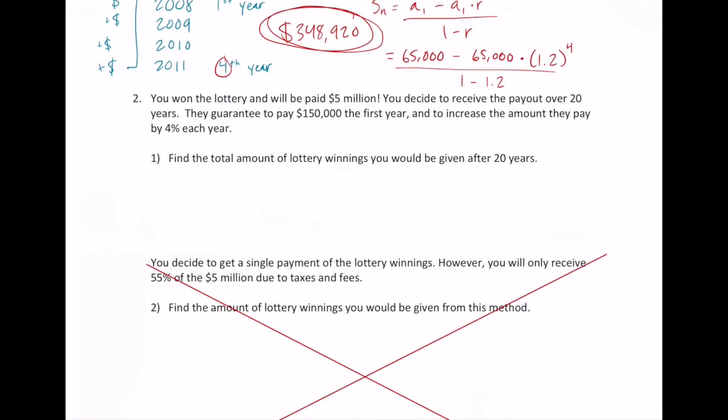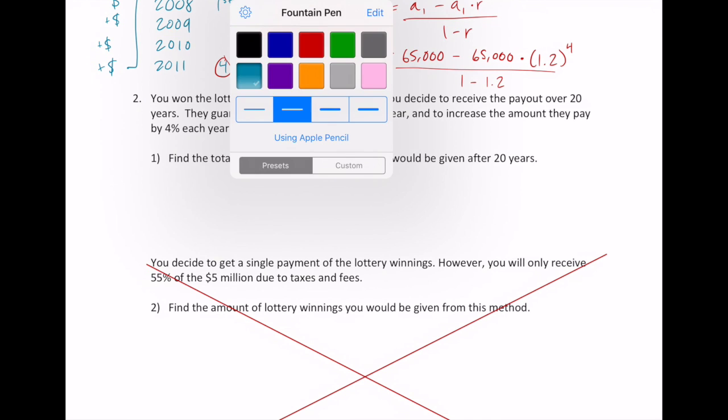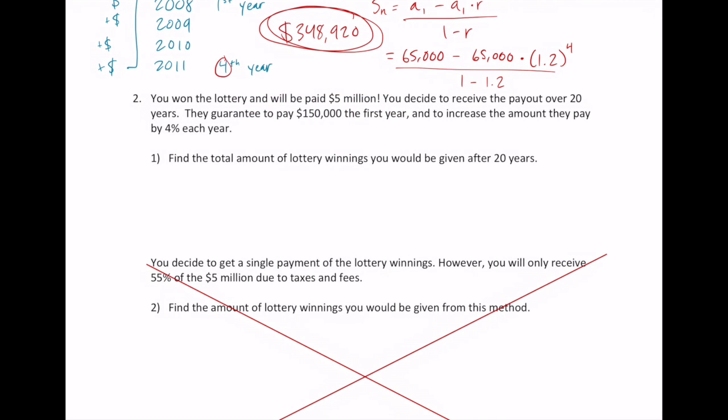Let's move on to number 2. So we won the lottery and we won $5 million. So instead of getting the $5 million at once, we want to get payments over 20 years. So in the first year, we're going to receive $150,000. And every year, the amount they pay us will increase by 4% until we reach the $5 million.